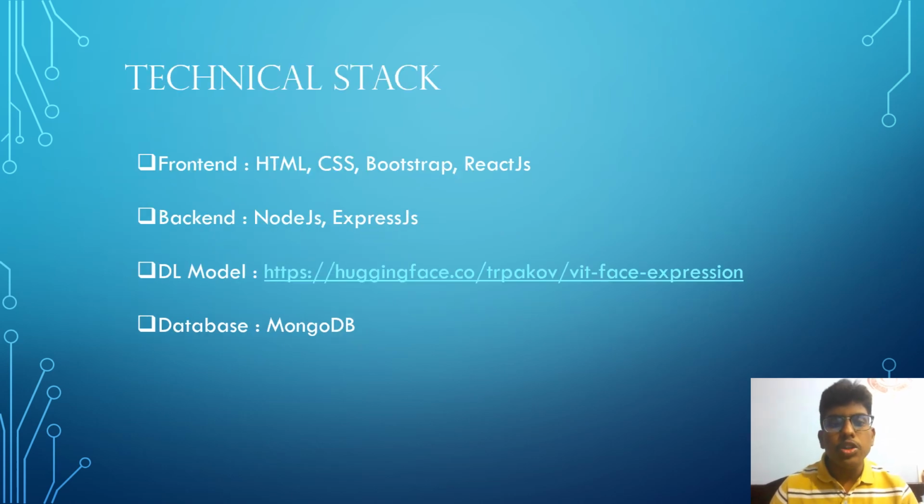The technology of the project. Front end: we have used HTML, CSS, Bootstrap, and React.js for the front end, and in the back end we have used Node.js and Express.js. The deep learning model was imported from Hugging Face, which analyzes and gives the emotion quotients of the given image. You can navigate to the model through the given hyperlink, and the database used for the project is MongoDB.